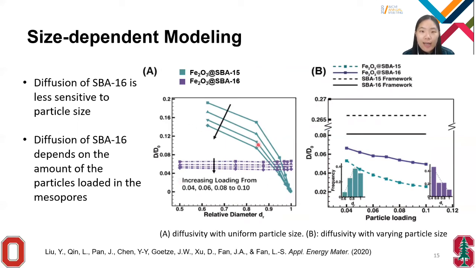Figure A shows the gas diffusivity in SBA-16 and SBA-15 with uniform particle size distribution. We can see that for SBA-15, the gas diffusion decreases dramatically with the increase of relative diameter of the nanoparticles, while for SBA-16, the diffusion is less sensitive to the particle size. This can explain why the SBA-16 sample has a higher conversion rate compared to the SBA-15 sample at 800 degrees C.